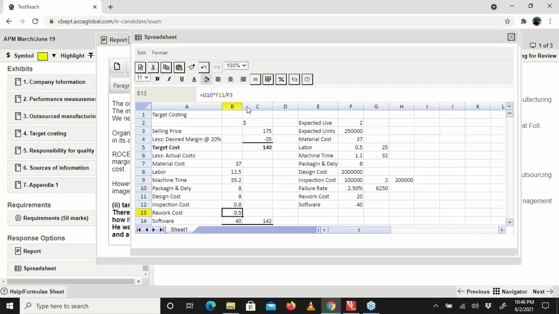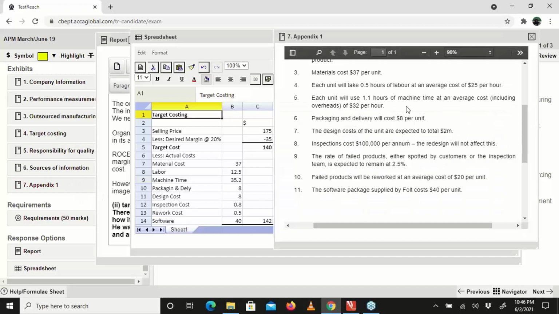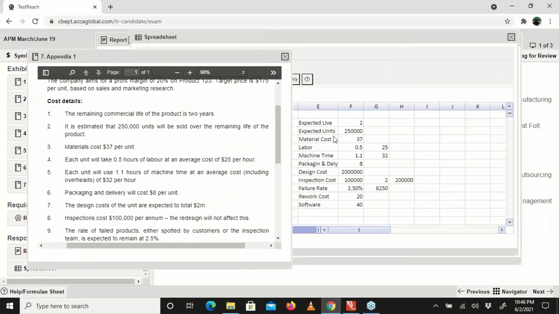The total rework cost, I calculated it like this. I said this failure rate, the number of units which are going to fail, multiplied by rework cost per unit. So this is the total cost, divided by this, because the cost is to be spread over 250,000 units. Okay, how did I calculate the labor cost? How did I calculate the margin? What I did was I copied down the question's information while reading through the appendix one. I kept on putting the information onto the spreadsheet.